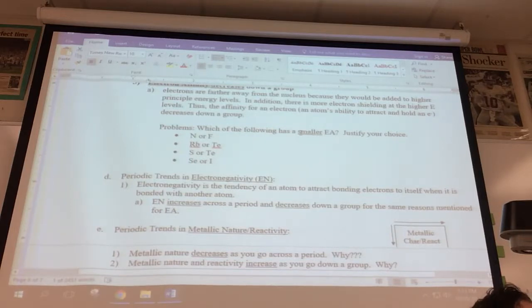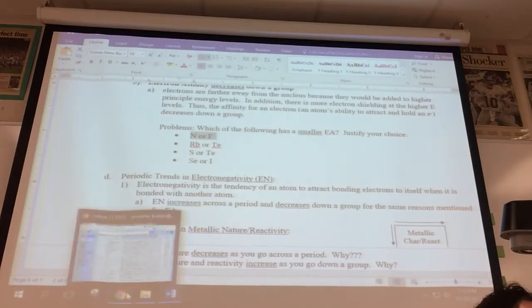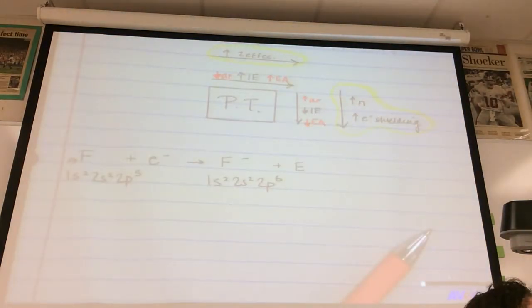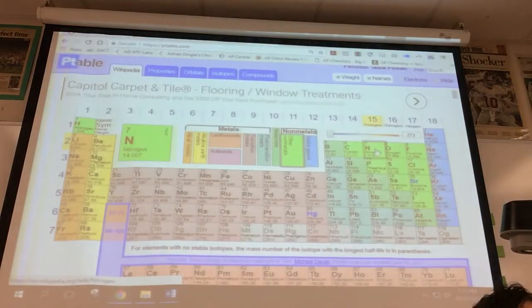Which of the following has a smaller electron affinity? Nitrogen or fluorine? Let's take a look at the periodic table. Nitrogen or fluorine? Smaller electron affinity. Here's nitrogen. Here's fluorine. So nitrogen will have a smaller electron affinity because it has a smaller effective nuclear charge. The energy associated with nitrogen's ability to attract and hold an electron would be less.